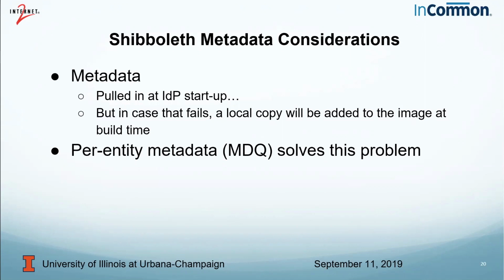Because we can rely on that, we can just pull in the metadata as we need it from the per-entity metadata service. So as a result, if we fail once in a while, that's okay, but we're not going to be dead in the water. So the MDQ was a nice addition to this, not just for the memory footprint that I mentioned a minute ago. Vasilios is asking how many SP integrations are we currently supporting?